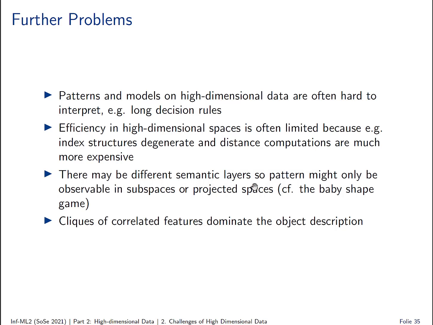There may be different semantic layers. We just talked about the baby game, where we had different semantic layers in the different features, and patterns might only be observable in one specific subset of features. We talk about subspaces or projected spaces. So that is what we did with the baby game. Cliques of correlated features may dominate an object description. Correlation among features is typically not nice, and we will see later on how to take care of correlated features.